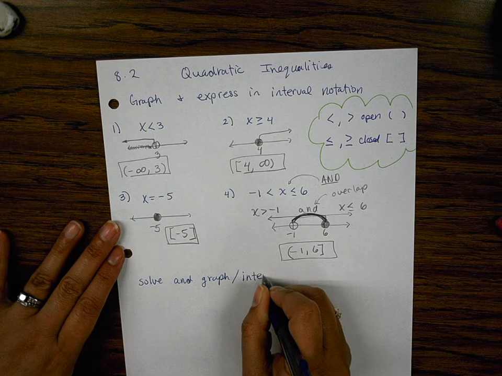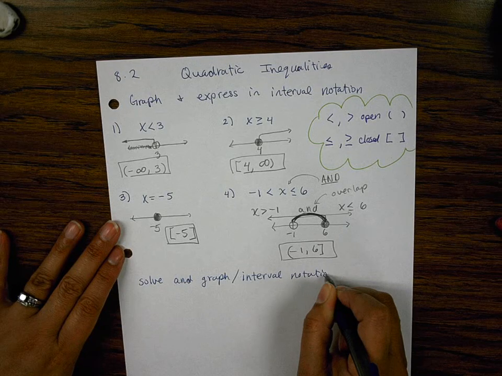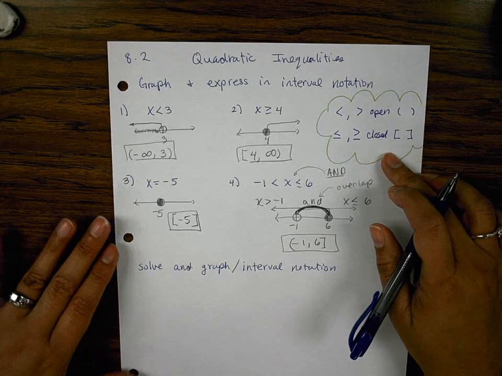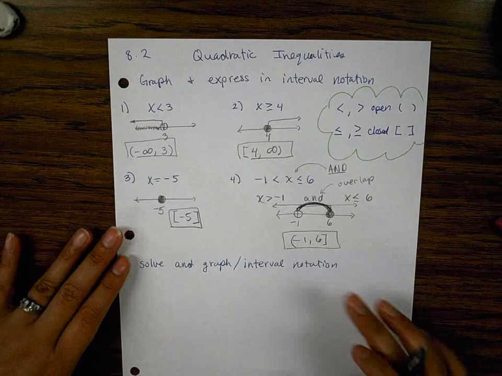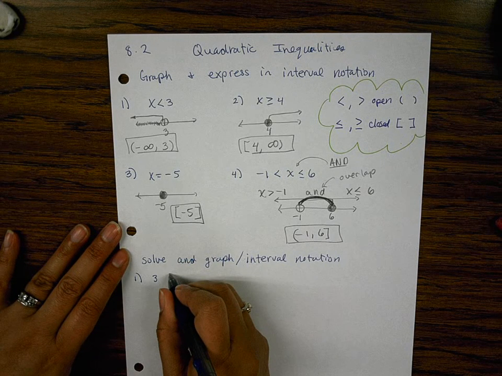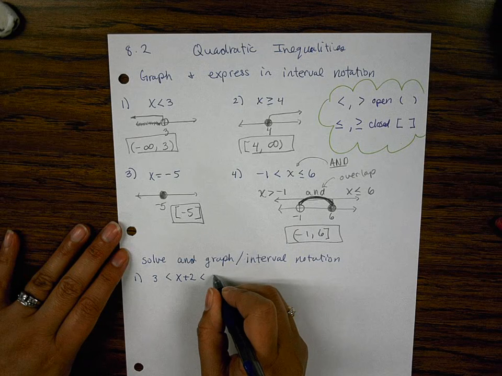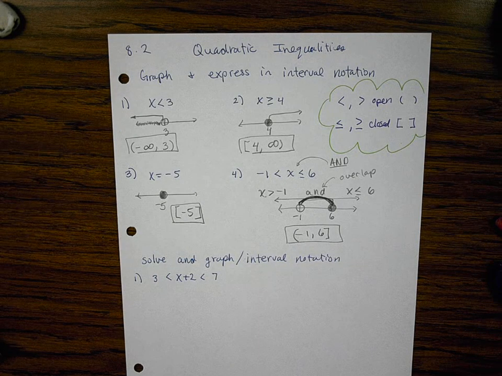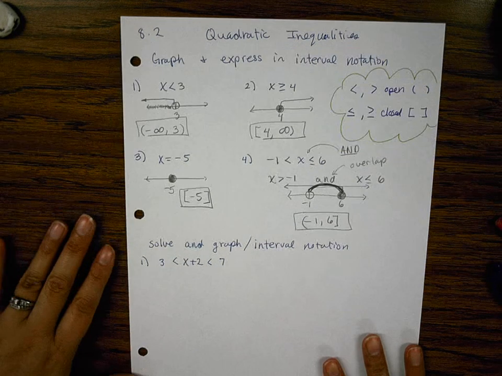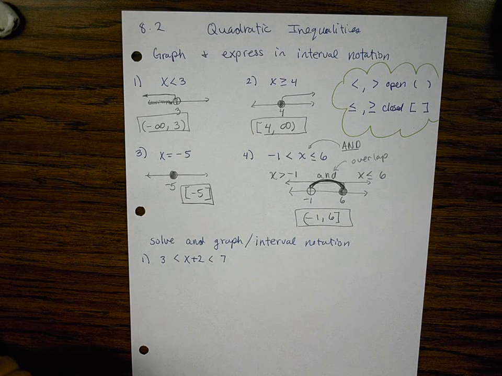Next piece, solve and graph. And I'm going to put here also interval notation. All right, so it's going to be like these up here, except you're solving, and then graphing and writing interval notation. Number 1, 3 is less than x plus 2, which is less than 7.